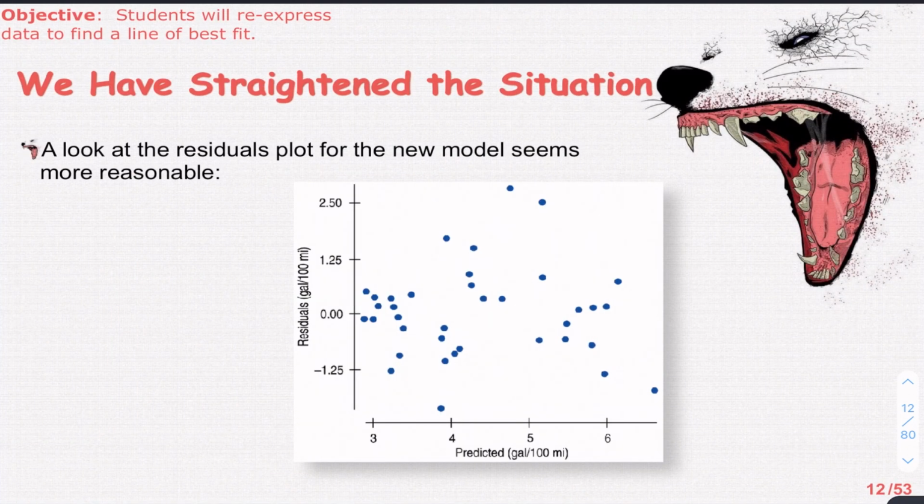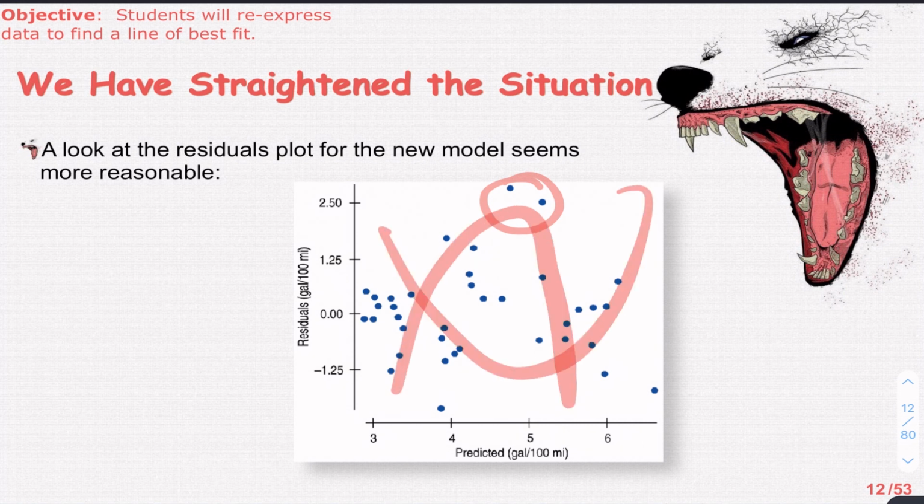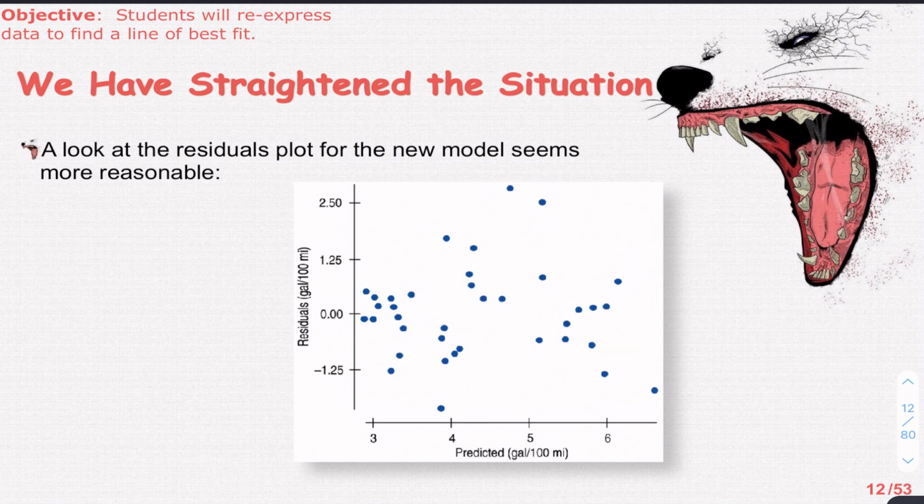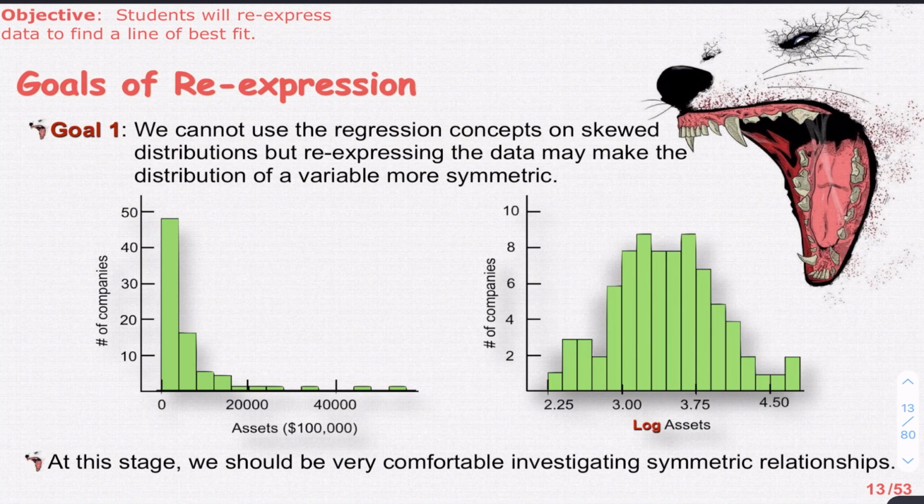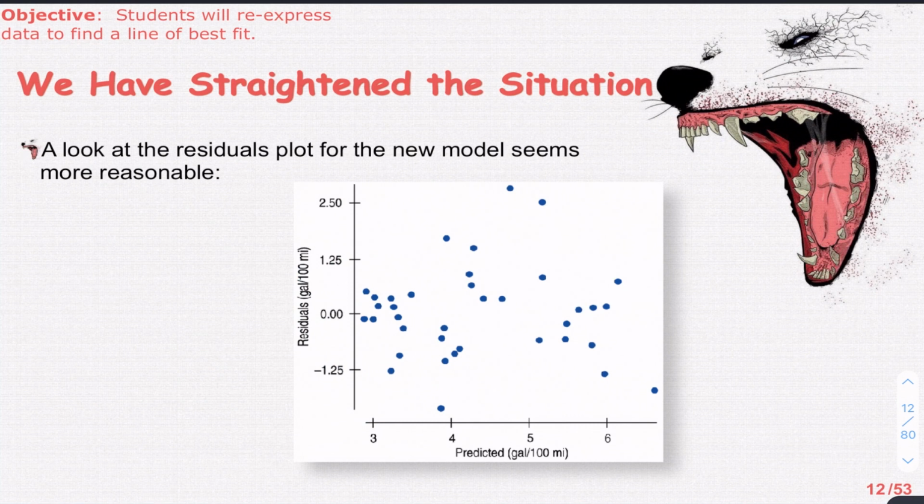Again, we should look at the residual plot to confirm if we see a pattern. And when we look at the residual plot for the new model, it seems more reasonable. I mean, there are some outliers really far away, but in general, we don't see that distinct pattern that we saw before. So the idea of straightening these out is to improve our model to make better predictions and analysis of the data.